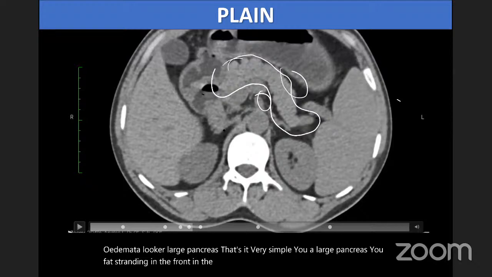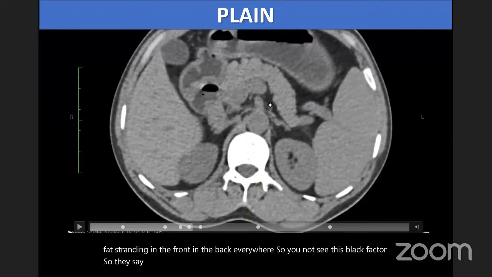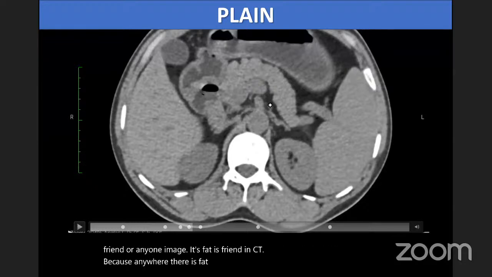So you will not see this black fat here. They say that in CT, fat is a friend. Fat is always a radiologist's friend, or anyone's friend in CT. Because anywhere there is fat stranding, that means there is something wrong. There is some edema, there is some infiltration.